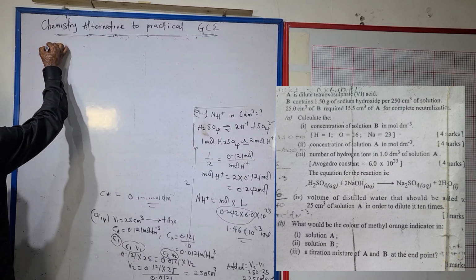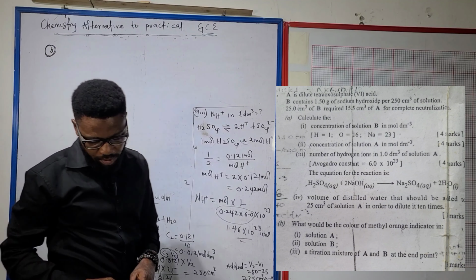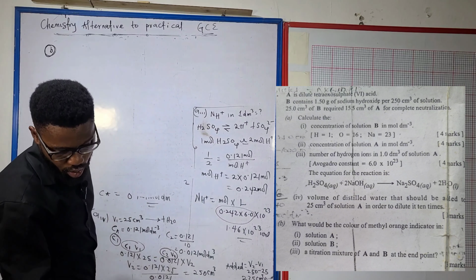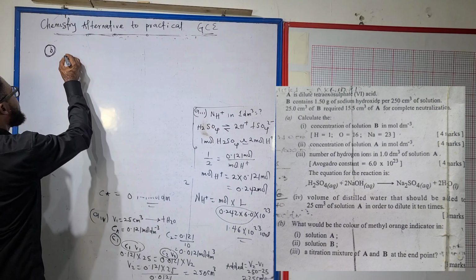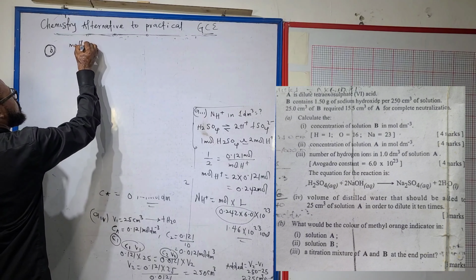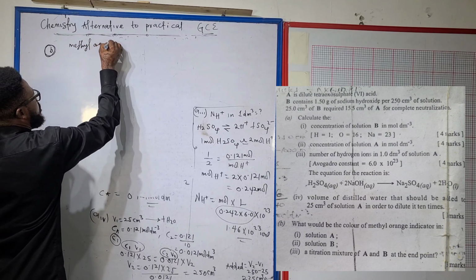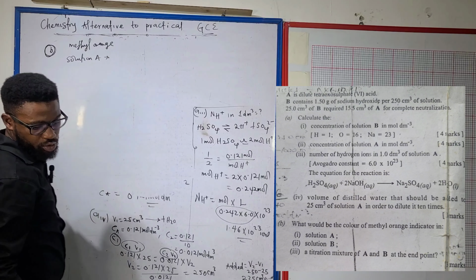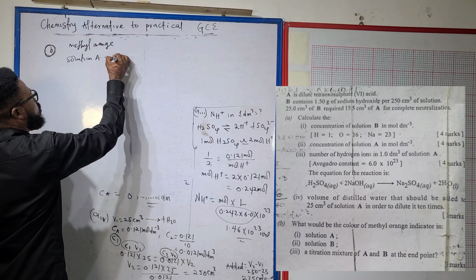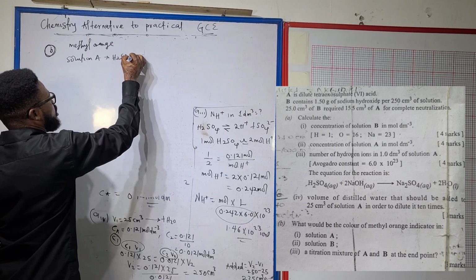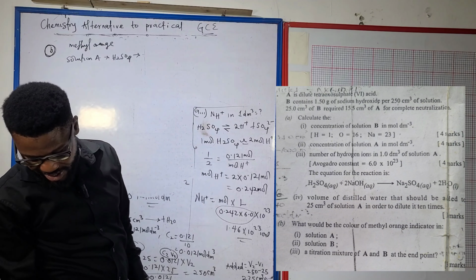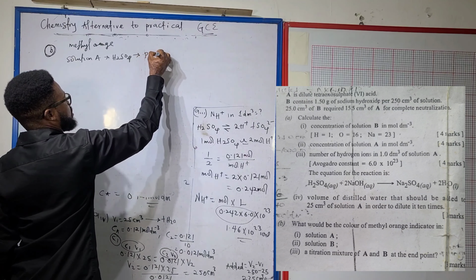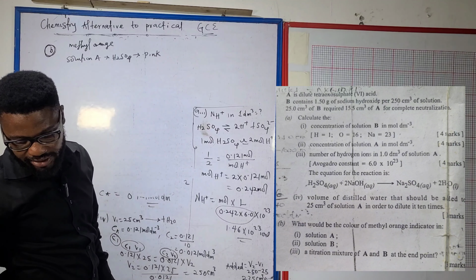Moving on to question B. Question B says, what will be the color of methyl orange indicator in solution A? Of course, our solution A here is H2SO4. So what is the color of methyl orange in an acid? That is pink. Methyl orange in an acid is pink.